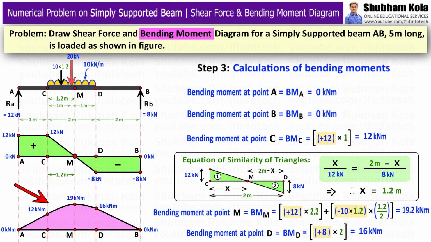Now since I can see this bending moment diagram is drawn above the reference line of bending moment, 0 kN meter, hence I will show this portion by positive sign. So here I have completed the shear force diagram and bending moment diagram for this simply supported beam.